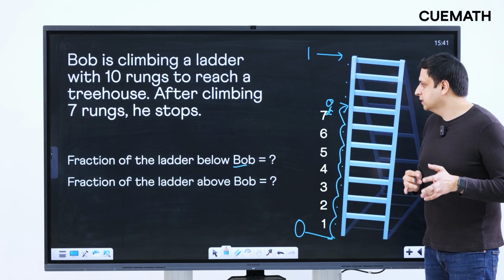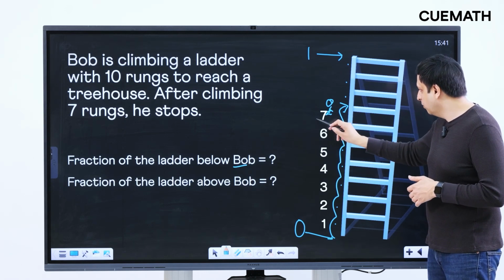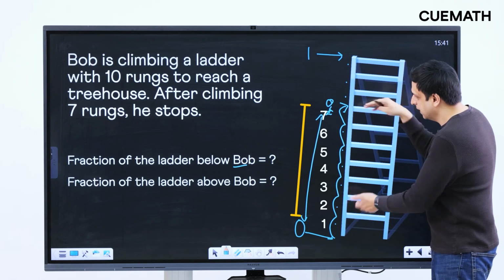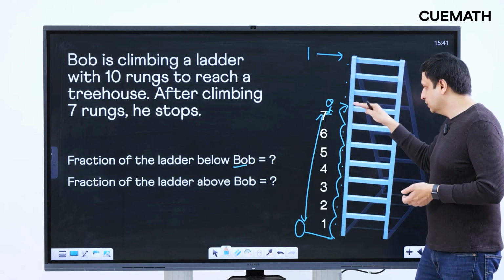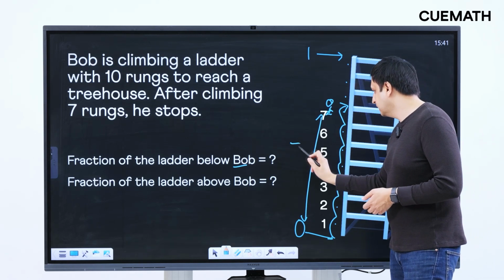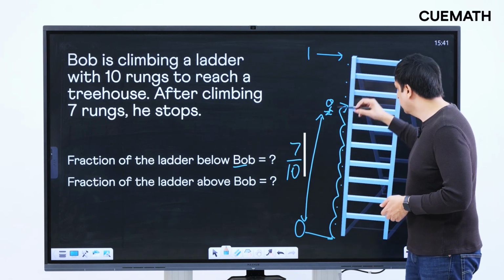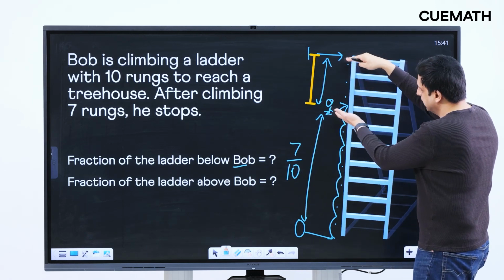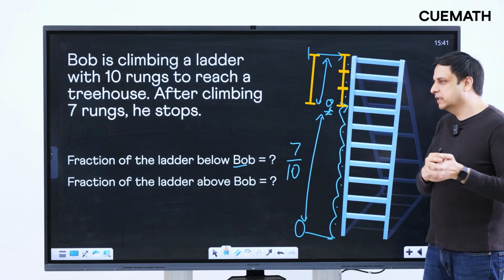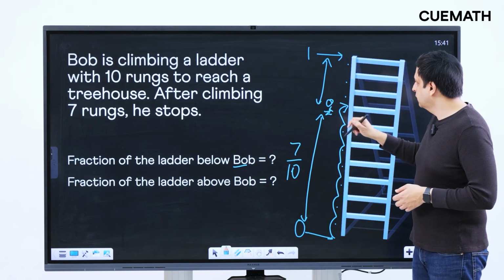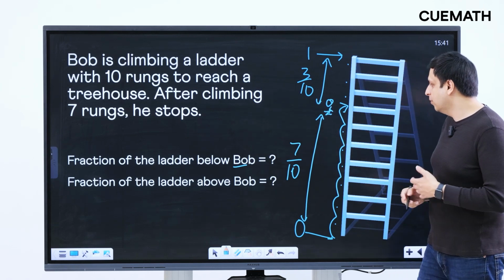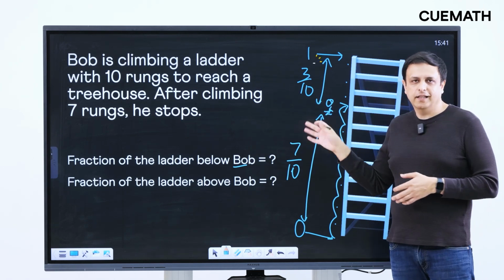So what is the fraction of the ladder below Bob when he stops? So this distance is 7 of the 10 equal parts. So the fraction of the ladder below Bob will be 7 over 10. And what do you think will be the fraction of the ladder above Bob? So the distance is 3 of the 10 equal parts. So this fraction will be 3 over 10. So the fraction of the ladder above Bob is 3 over 10. And that completes this question.